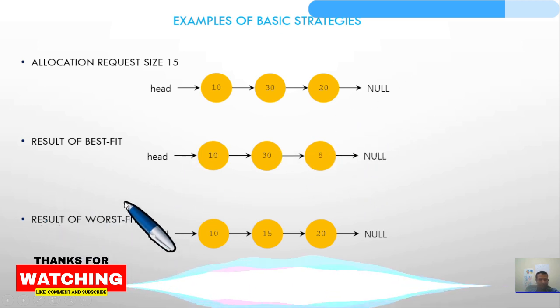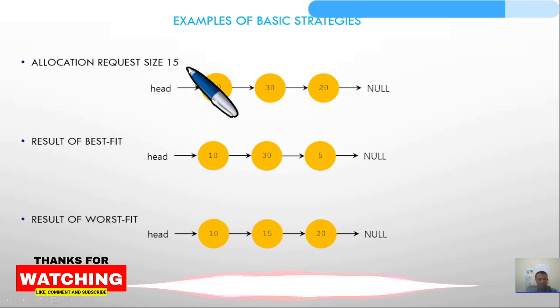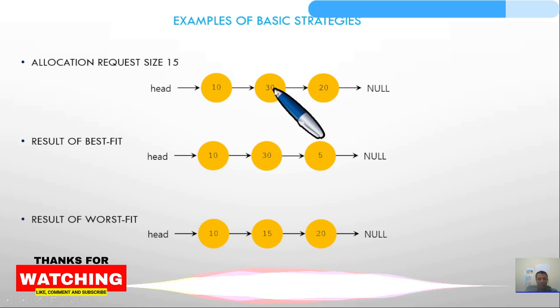A result of worst fit: we are requesting 15 bytes. As you can see, 30 and 20, but of both, 30 is the biggest, so it will give 15 bytes for the request and 15 bytes will be in the free list.